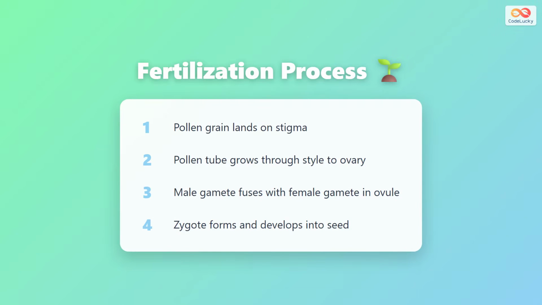After pollination, fertilization begins with several steps. First, the pollen grain lands on the sticky stigma. Second, the pollen grain grows a long pollen tube that travels down through the style toward the ovary. Third, the male gamete from the pollen travels through this tube and fuses with the female gamete inside the ovule. Fourth, this fusion creates a zygote, which develops into an embryo and eventually becomes a seed.